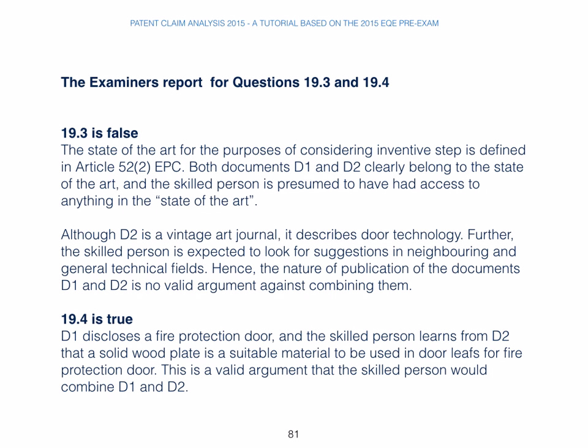Although D2 is a vintage art journal, it describes door technology. Further, the skilled person is expected to look for suggestions in neighbouring and general technical fields. Hence, the nature of publication of the documents D1 and D2 is no valid argument against combining them.